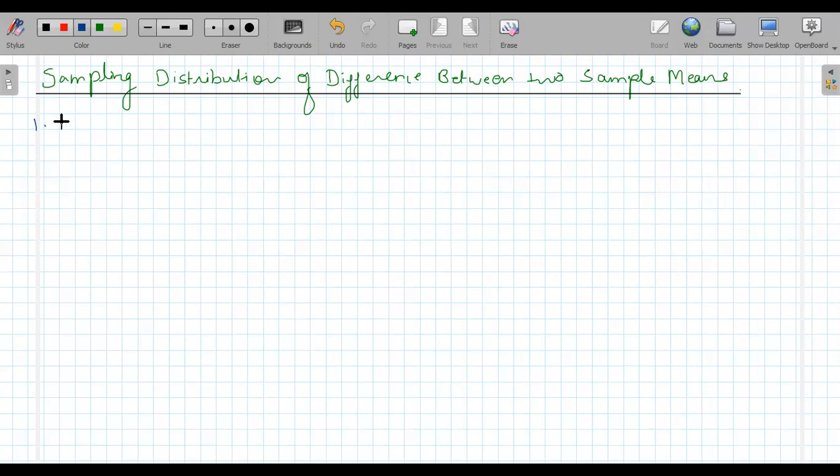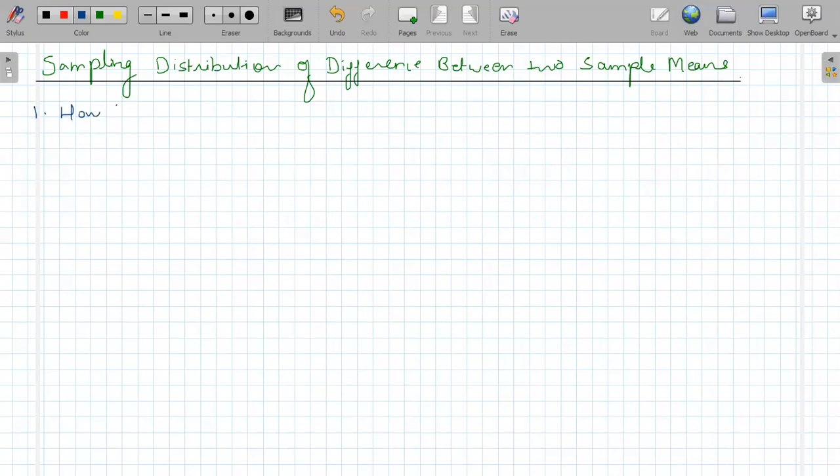First of all, we try to find how to construct such distribution. ऐसे डिस्ट्रीब्यूशन को कंस्ट्रक्ट कैसे करते हैं.